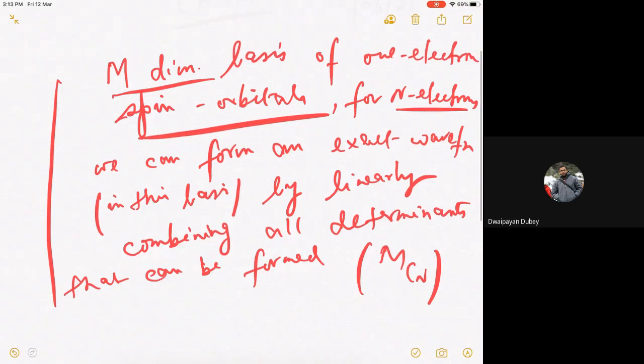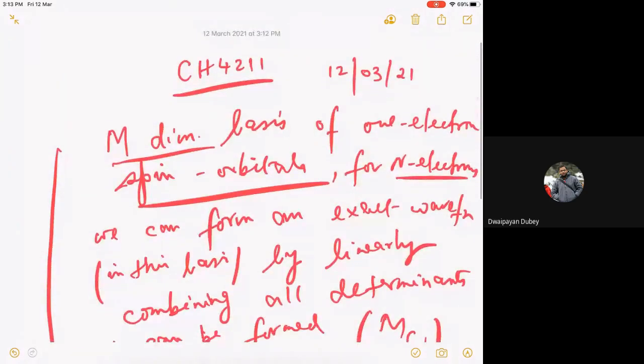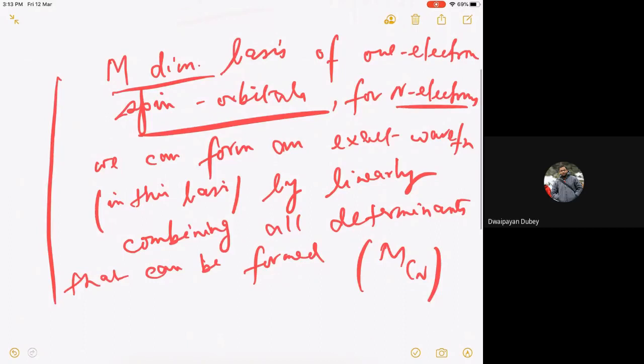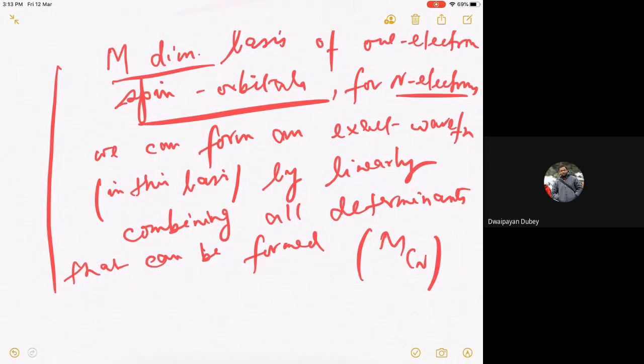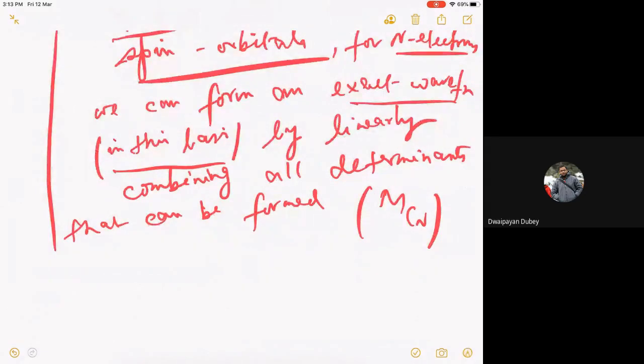All right. So we saw last time that if you have an m-dimensional basis of one-electron spin orbitals, then for n electrons, we can form an exact wave function within this basis by linearly combining all determinants that can be formed. The number of determinants is MCN.